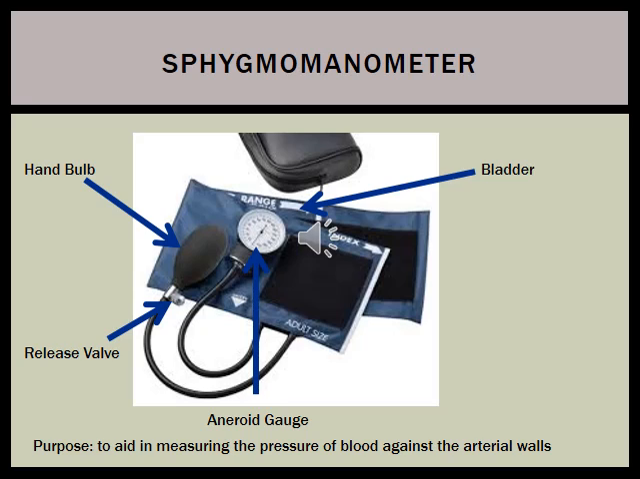The next part is the aneroid gauge. This is what tells us the specific pressure of the air inside the bladder against the arm. The next is the hand bulb. The hand bulb inflates the bladder with air as it is squeezed. And the release valve releases the pressure from the bladder. The release valve is controlled by using your thumb and your pointer finger to slowly or quickly release.